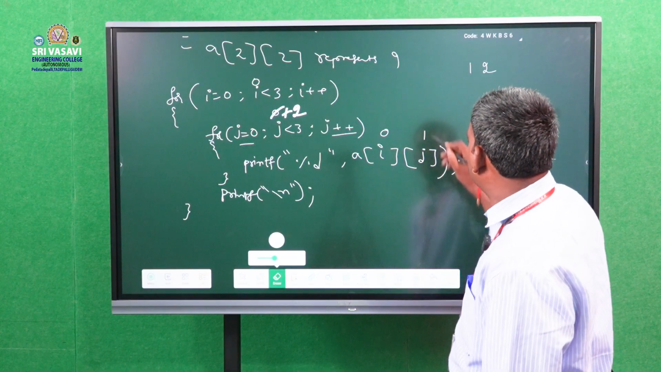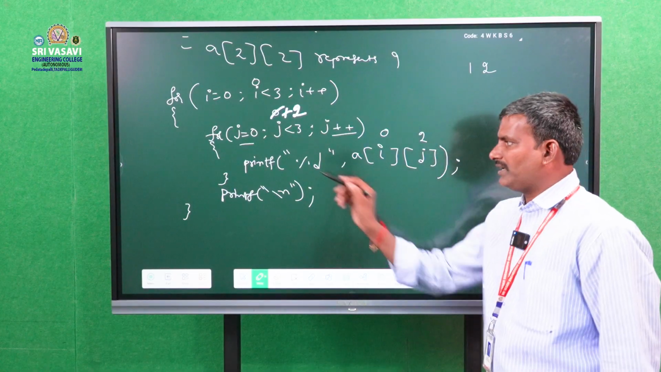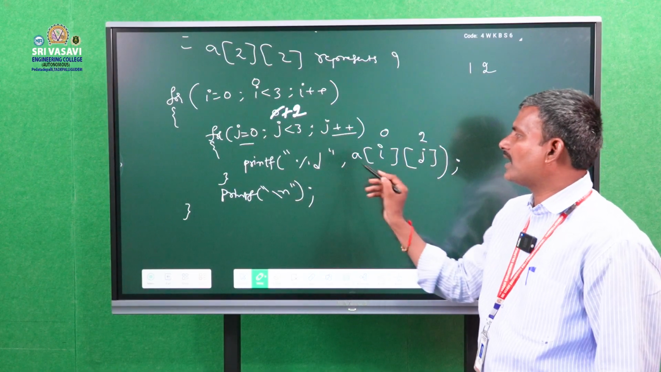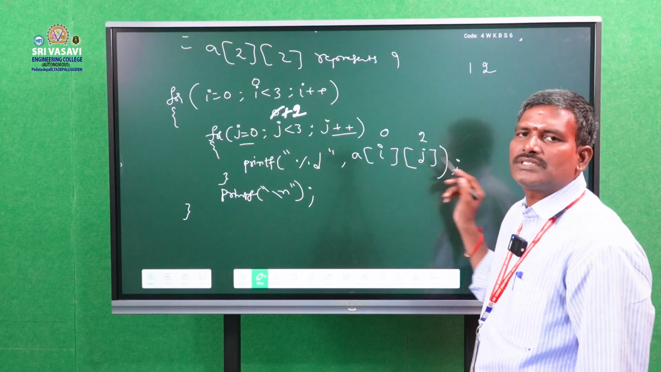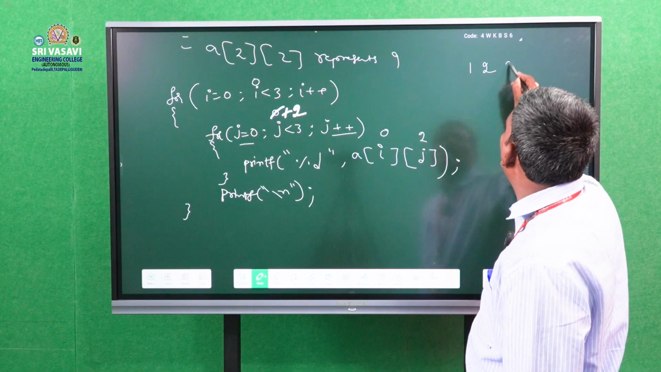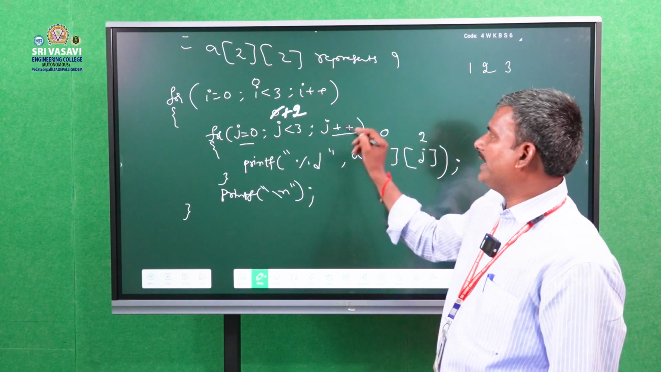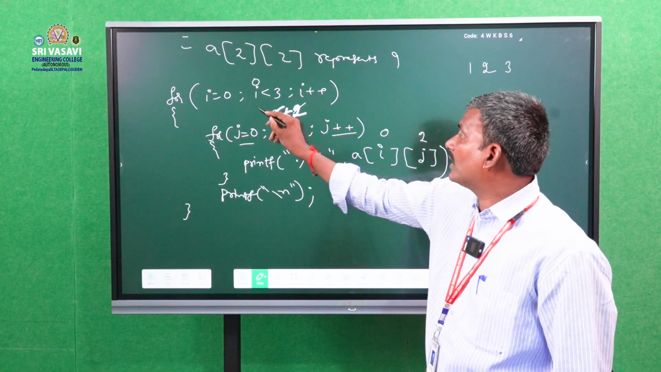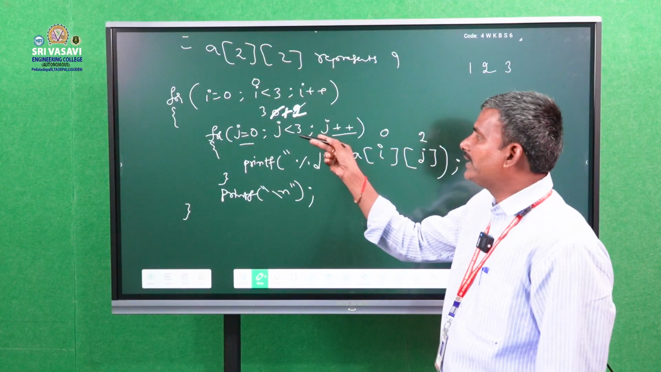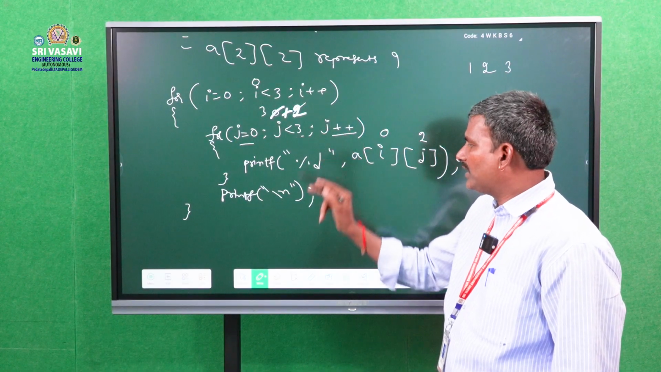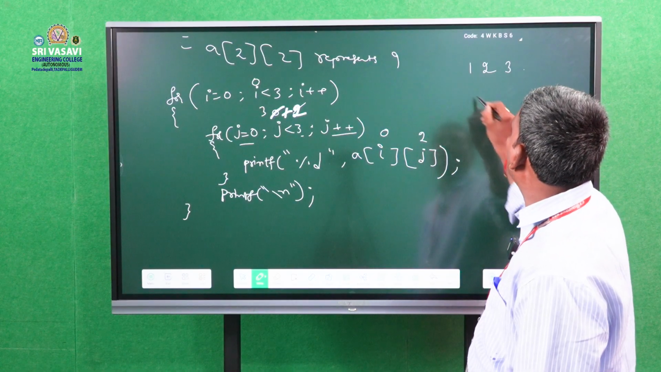Now J value is 2. The printf is like this: printf("%d", a[0][2]), 0th row, second column, means the value number 3 is represented here. Okay, and then again J++ is executed, so the value becomes 3. Again the condition 3 less than 3 is false, so it terminates from the J loop, and automatically the cursor executes printf("\n"), so that the cursor comes to the next line.